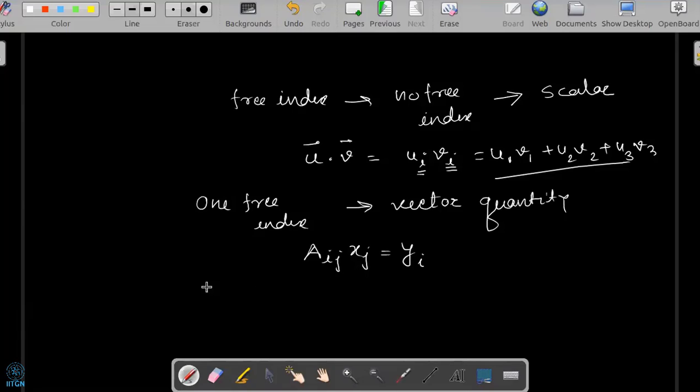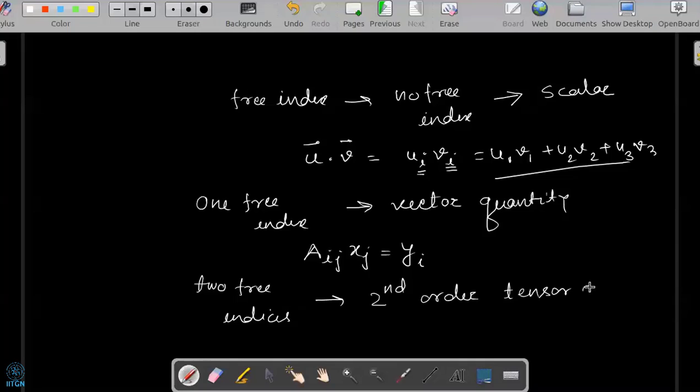Then if there are two free indices, then it is a second order tensor quantity. I have given examples Tij or sigma ij or epsilon ij. These are examples of second order tensors. Then we can have third order tensors, where you will have three free indices. Fourth order tensor, you will have four free indices.